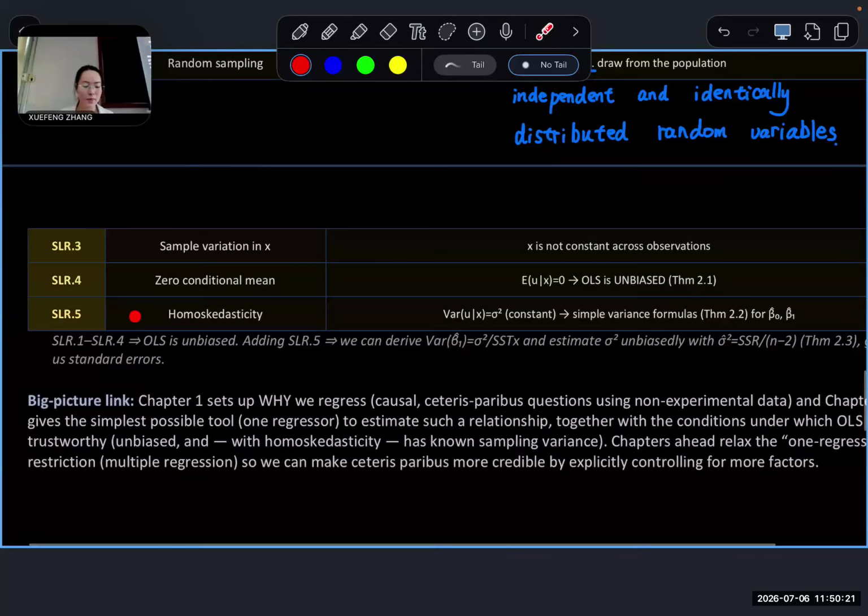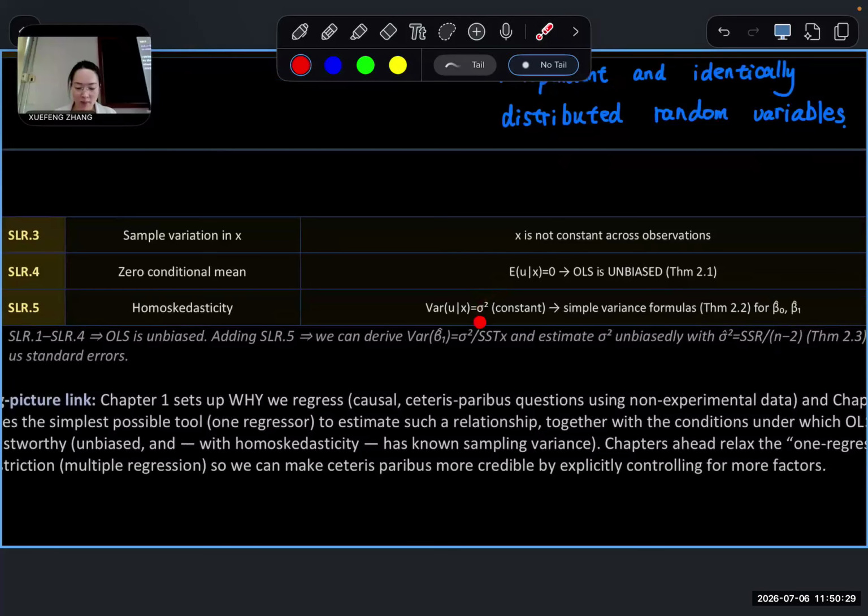And the last assumption, homoscedasticity, which means the variance of mu given x equals sigma square. Sigma square is a constant, even if it's unknown, but it's constant, okay? This is a good thing. So this means homoscedasticity. And then we can get the sample variance formulas through our theorem 2.2 for beta 0 hat and beta 1 hat.